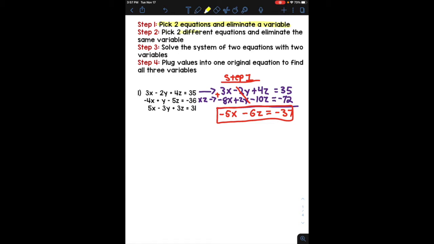Step 2 now asks us to pick 2 different equations and eliminate the same variable. So in step 1, we picked equation 1 and equation 2. Now they want us to pick 2 different equations, either the first and the third or the second and the third, and eliminate the same variable, which in our case would be y. In my opinion, the easiest route to take here is to use the last 2 equations, since I have to eliminate y, and do something similar to step 1. We're going to have to multiply the second equation by 3, and then we can add the equations together to eliminate y.